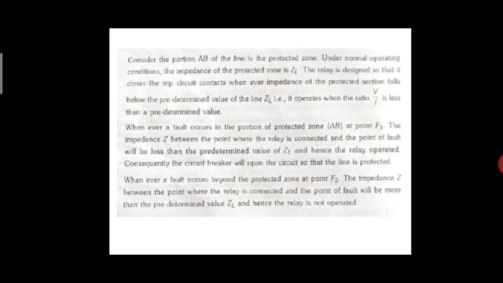Whenever a fault occurs behind the protected zone at point F2, the impedance Z between the point where the relay is connected and the point of fault will be more than the predetermined value ZL, and hence the relay is not operated. This is the operating principle of impedance relay.